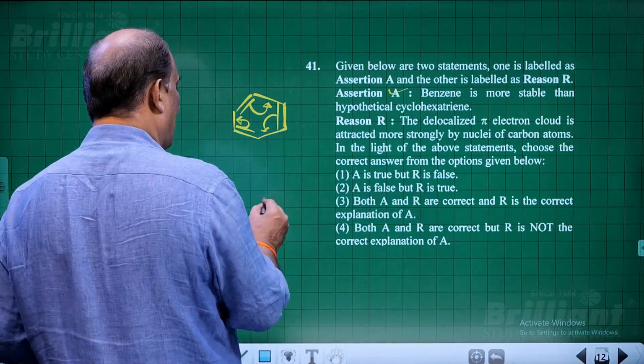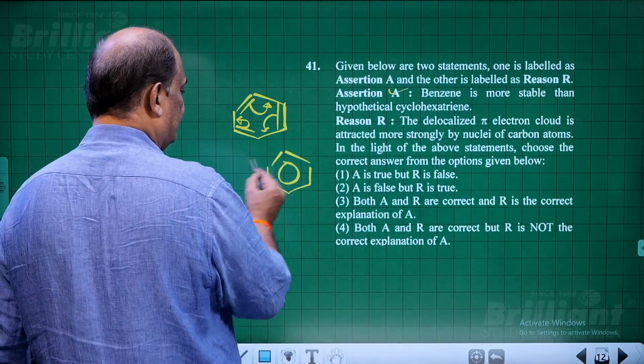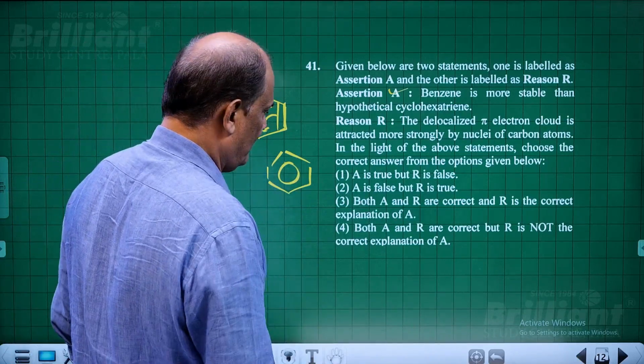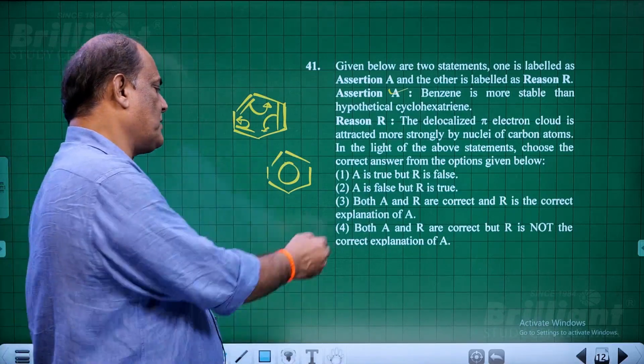So generally, whenever you take the electron cloud, both A and R are correct, and R is the correct explanation of A.